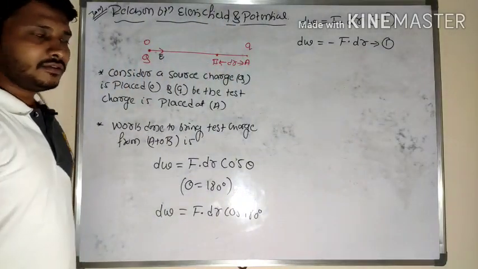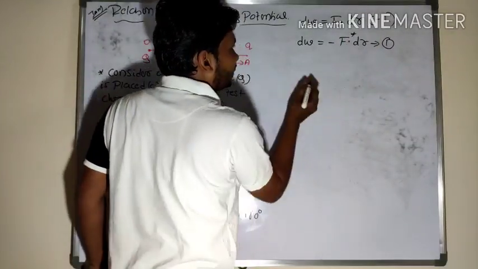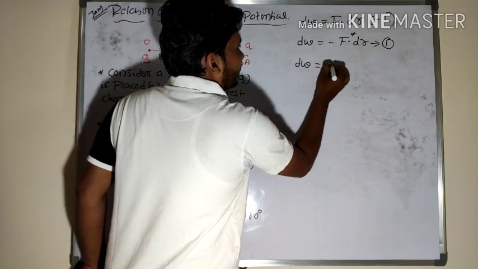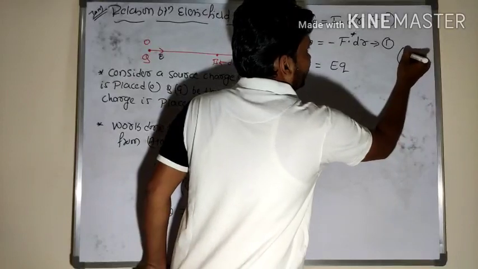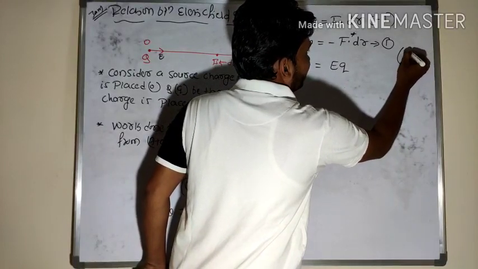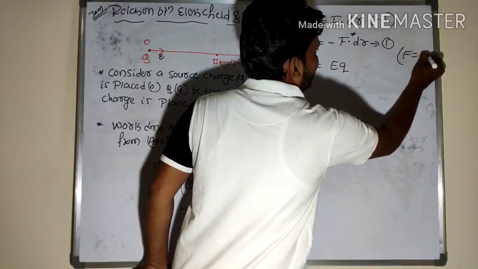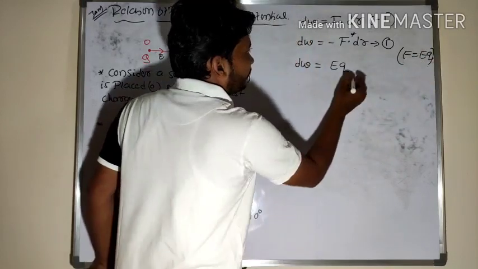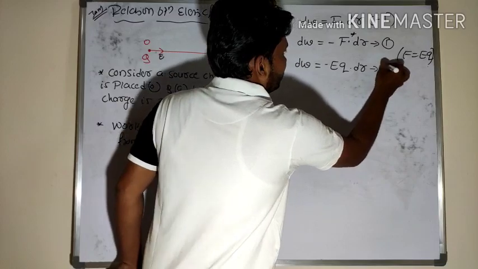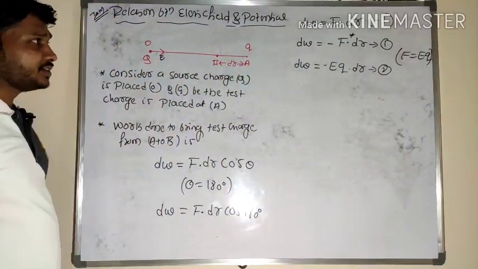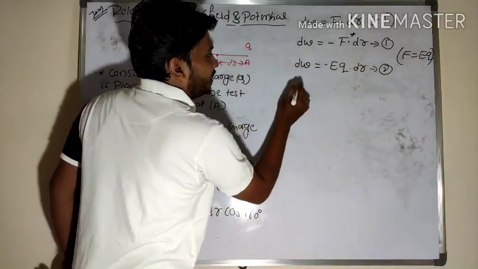So what is the relation between field and force here? F is equivalent to E into Q, from electrostatics in case of electric charge and field. So F is equal to E into Q, into d of r, with the negative sign here.